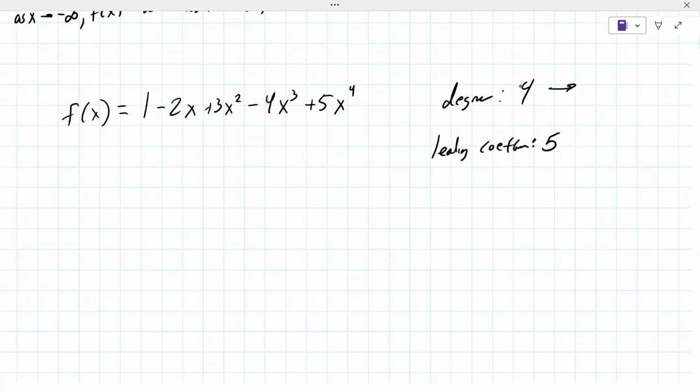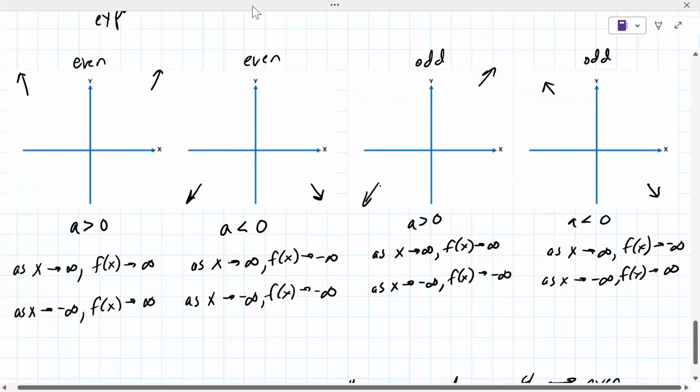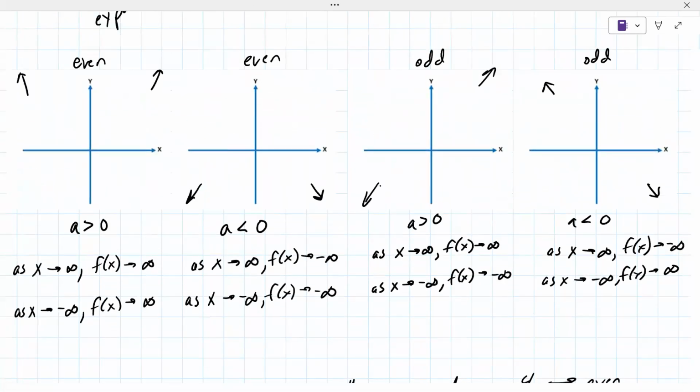So is four even or odd? Four is even. Is the leading coefficient positive or negative? Positive. So it'd have to be A or B. That's where you go back and you can determine that. And then I believe it would be A. Okay, let's look at another one here.